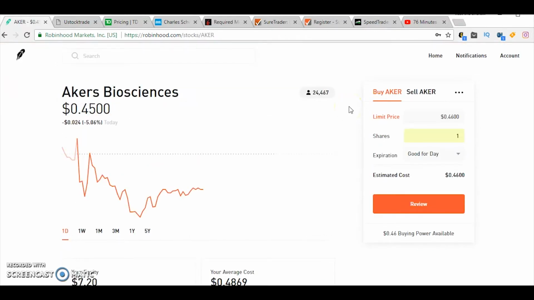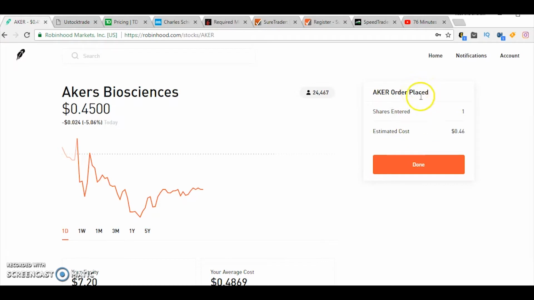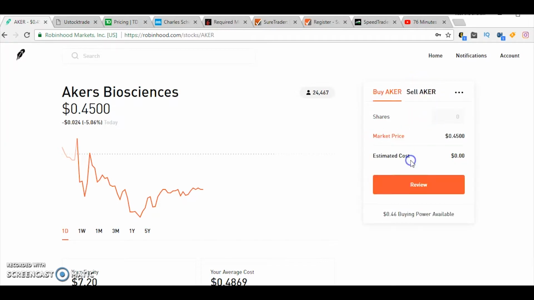So alright, taking a look at AKER, you can buy or sell the stock. You can sell the stock when you have possession of it. So say we sell one, good for the day, expiration. It'll tell you the estimated amount of money that you'll get back for selling the stock. You click review, submit sell, and then bang, it says orders placed, tells you estimated cost, you click done.